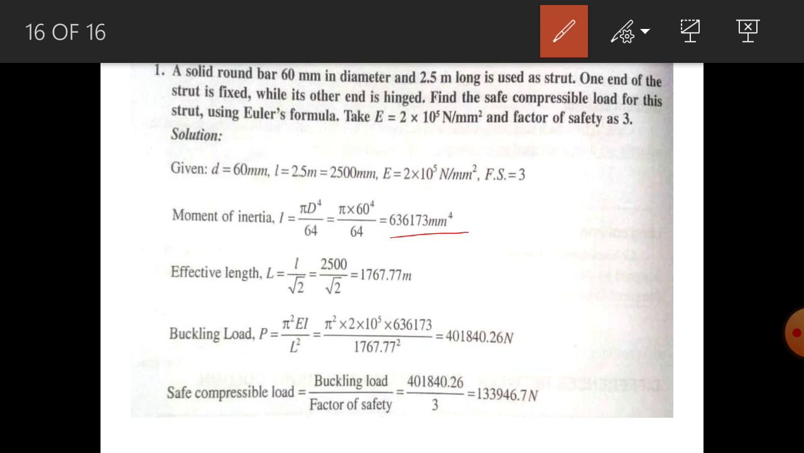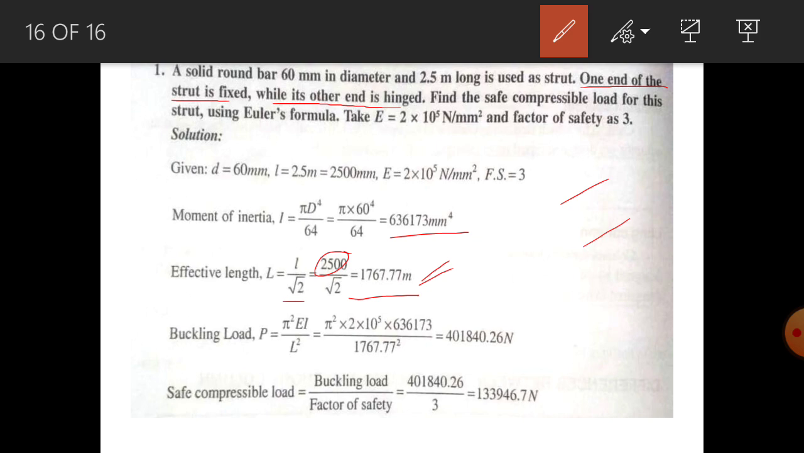Now you have to calculate the effective length. As it is said, one end is fixed and the other is hinged, so the effective length is L by root 2. The length is 2500 mm divided by root 2. You will get the effective length as 1767.77 mm. Because you have taken mm, the value will also be in mm.